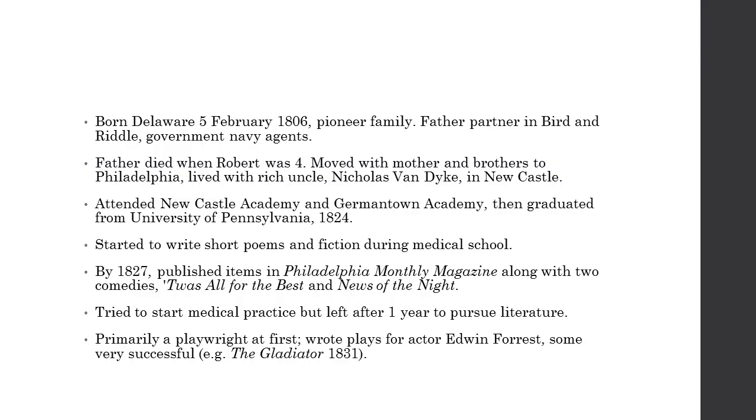So he was born in Delaware on the 5th of February 1806 to a pioneer family. His father was a partner in Bird and Riddle, who were fairly successful government Navy agents. But his father died when Robert was 4, and so Robert moved with his mother and his brothers to Philadelphia to live with a rich uncle, whose name was Nicholas Van Dyke, in an area called Newcastle. He attended Newcastle Academy and after that Germantown Academy, then graduated from the University of Pennsylvania in 1824.